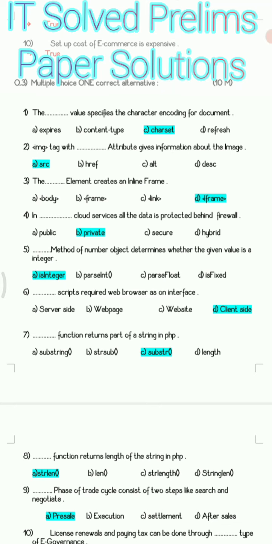The dash value specifies the character encoding for the document. So if you want to encode characters, then definitely you require charset for it. Next, the img tag with dash attribute gives information about the image. So where is the image, what is the destination of the image, where is the location. So if you want to give the whole path, you always give that in the src attribute. So the answer is src.